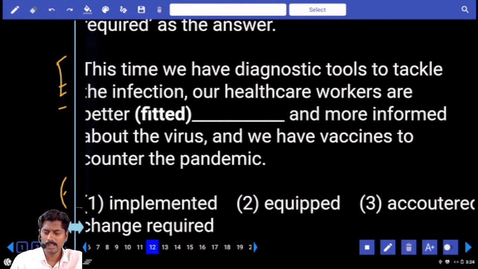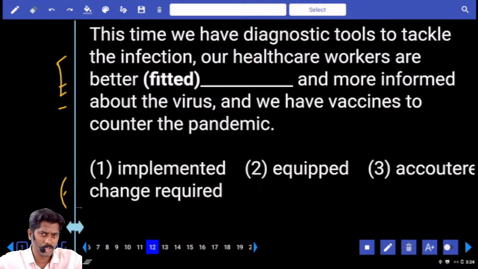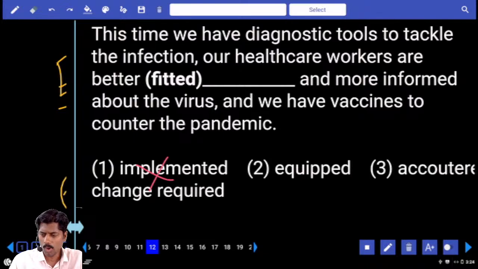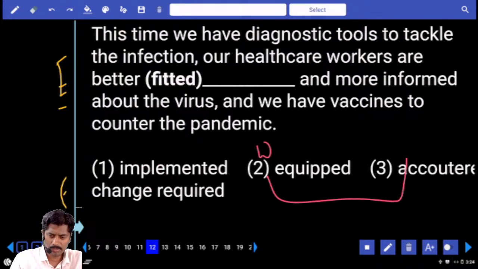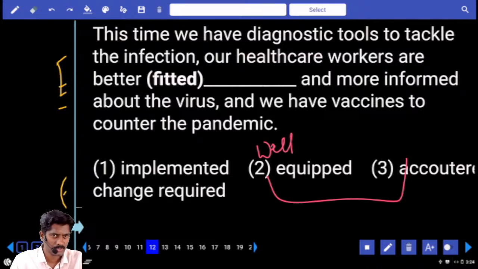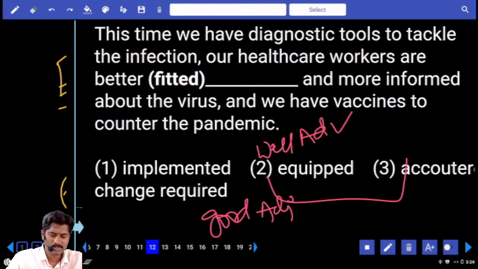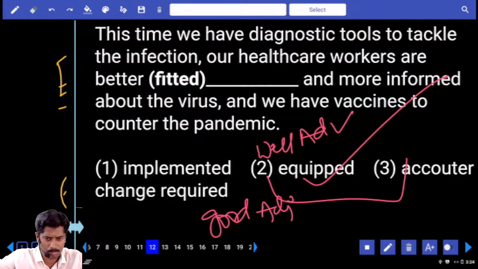Furnished is used for houses and places; furnished means having furniture and being neat. But workers we are talking about. Answer is 1 or 2 or 3. Have you ever heard this word? Well equipped. Good, better, best. Well also, we take better, best. But good is an adjective and well is an adverb. So the answer is the second option, well equipped or better equipped.